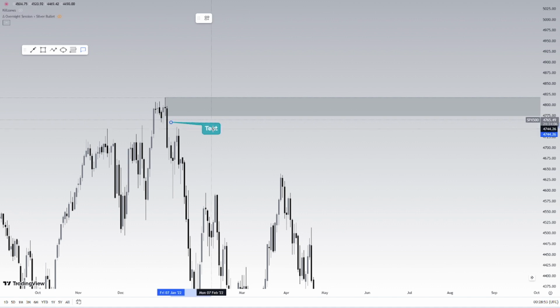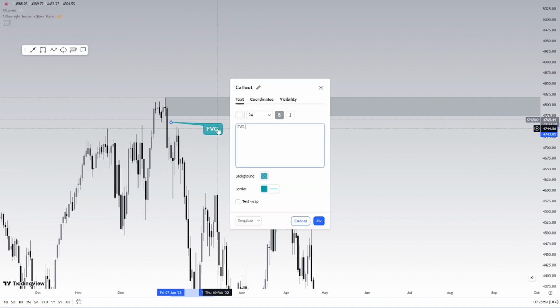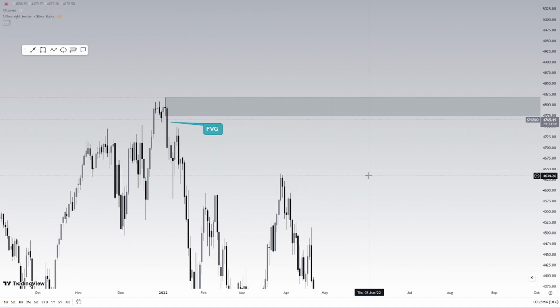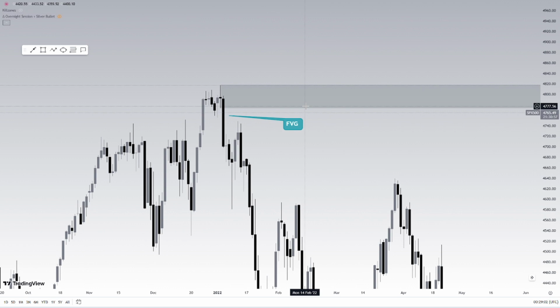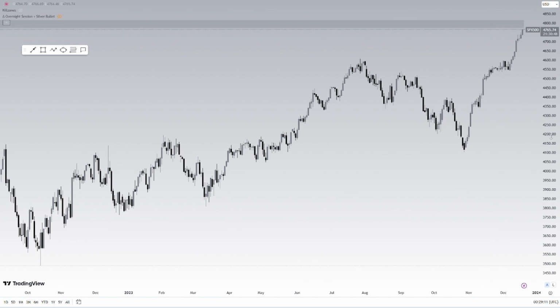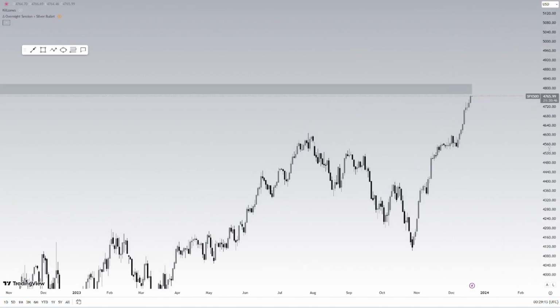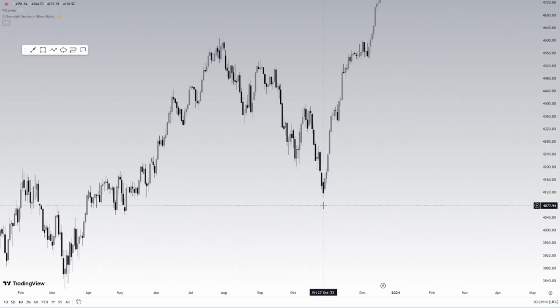So when we see a fair value gap, we know that there is an inefficiency in price. So we see supply and demand, or buyers and sellers, not being delivered a fair price in this region, and therefore price will gravitate towards that fair value gap to rebalance price and deliver efficient pricing.